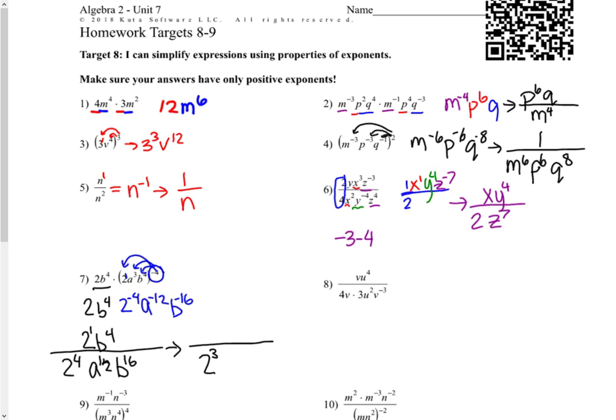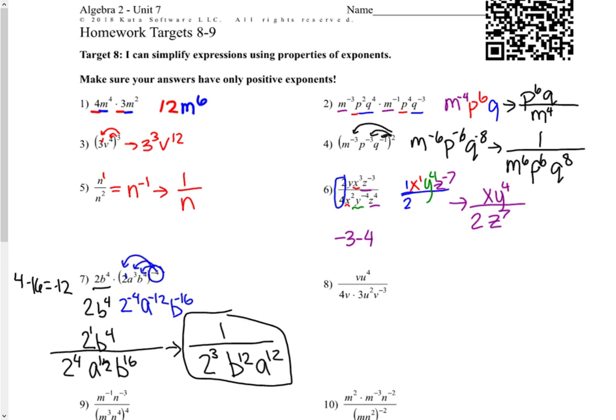I have b to the 4th over b to the 16th. 4 minus 16 gives me a negative 12. So rather than putting b to the negative 12 up in the numerator, I'm going to write it right now in the denominator as b to the positive 12th. Then I have a to the 12th in the denominator. It doesn't have any like terms, so I'll keep a to the 12th in that denominator. I have no numerator, so we have to put 1 in there as a placeholder.